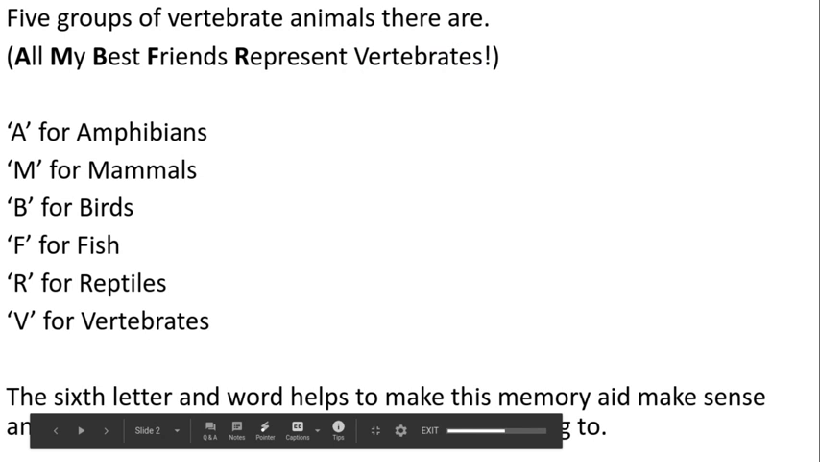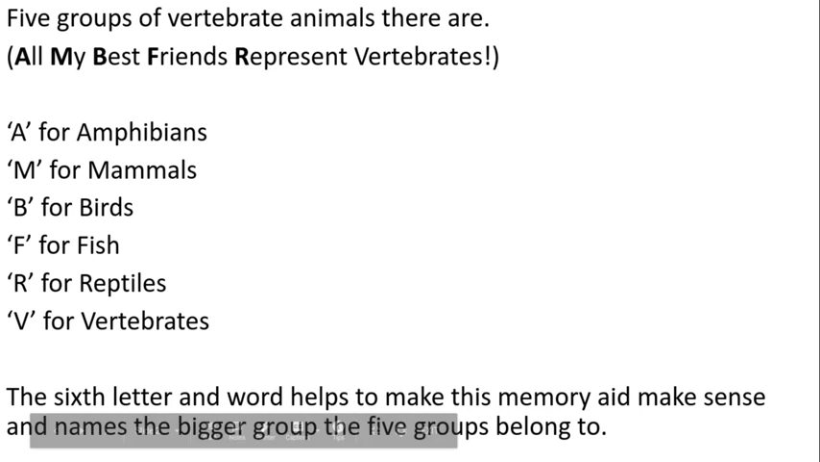So if you remember, we talked about this mnemonic device that helps us remember our different groups of vertebrates in the animal kingdom, right? It's All My Best Friends Represent Vertebrates. A is for amphibians, M is for mammals, B is for birds, F is for fish, R is for reptiles, and V is for vertebrates. The sixth letter and word helps to make this memory aid make sense, right? Because we remember that they are vertebrates. All My Best Friends Represent Vertebrates.